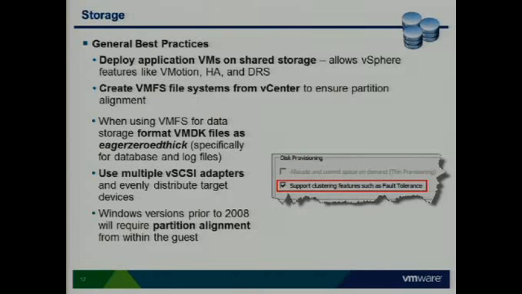If you're using VMFS, format VMDK files as eager zeroed thick, especially for database and log files. This is an old screenshot with vSphere 4. You could turn that on by checking the support clustering features such as fault tolerance. I didn't have time to put the vSphere 5 screenshot in here, but vSphere 5 allows you to pick thick or thin as one of your provisioning options. You want to choose thick in those cases. You'll see on a later slide, we've seen up to a 50% performance hit by not formatting your VMDKs eager zeroed thick.